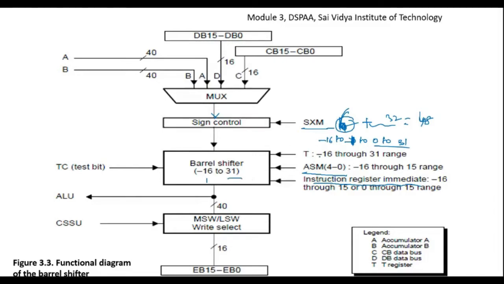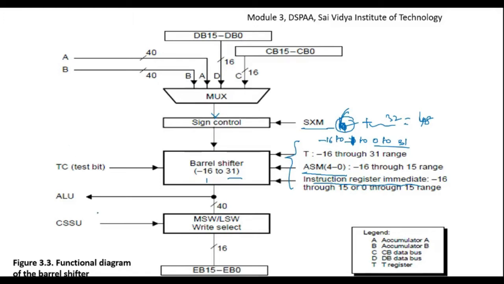But based upon this accumulator shift bit, either we can have only minus 16 through 15 range, or we can have minus 16 through 15 or positive 0 through 15, or based upon the temporary register content I can have minus 16 through 31 range. So these are the range how many bit shift or what kind of shift we have to perform, that will be decided by these particular bit fields.